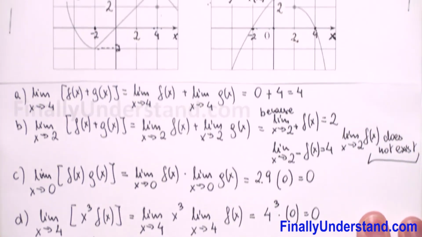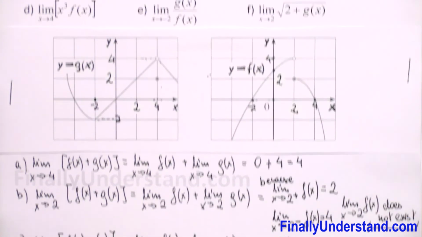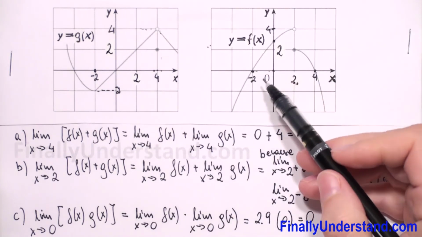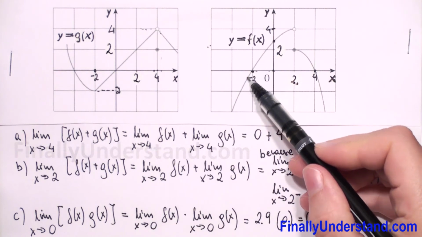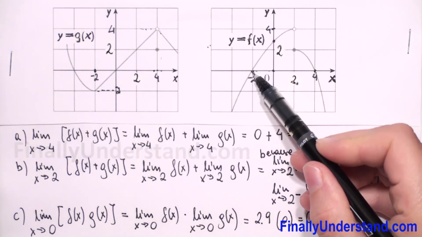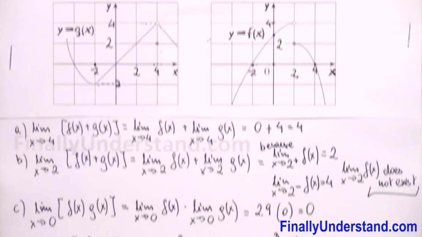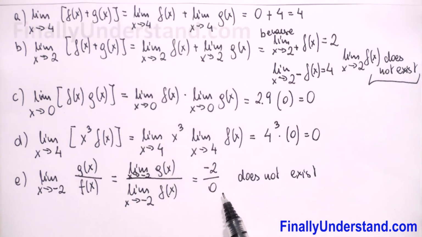One more time, why? Because when we are going to negative 2, we see that on the graph of our function, the values are going to 0. So we have 0 in the denominator. We cannot have 0 in the denominator. So the limit does not exist.